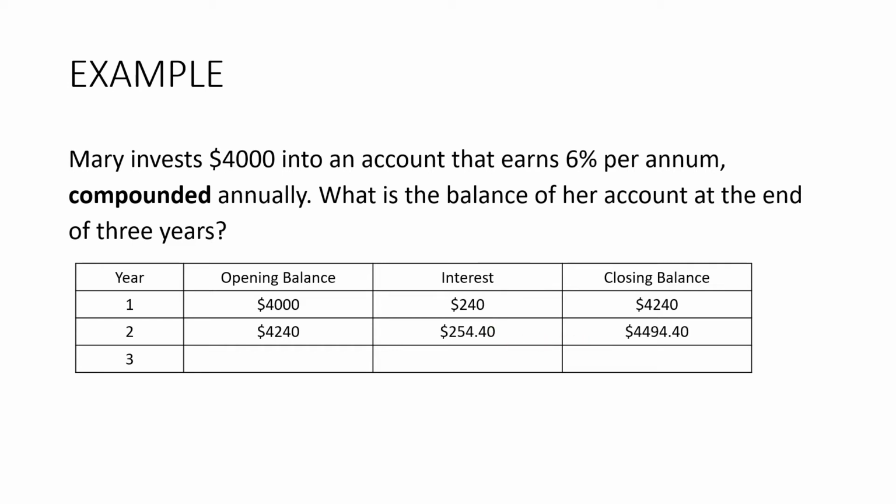And the closing balance at the end of the second year is $4,494.40, which becomes the opening balance of the third year. Let's do it one more time. 6% of this gives us $269.66, slightly more because we've got some interest that's been calculated on the interest. Add that together and our closing balance is $4,764.06.